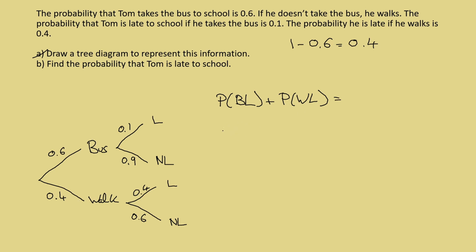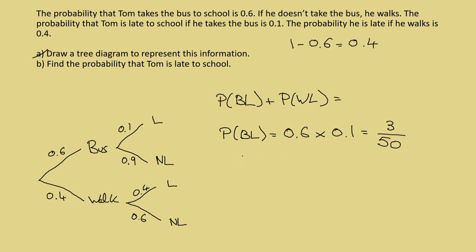So let's decompose this again. So first we do the probability of being late after taking the bus. So PBL. So for this, again, he takes the bus, so 0.6 times being late after that, so 0.1. Very good. And so if we put this into the calculator, we should get 3/50.